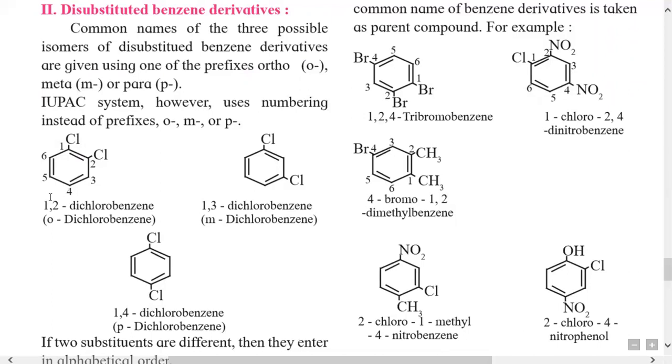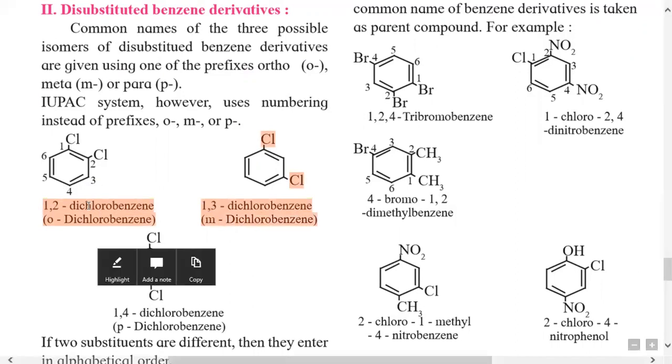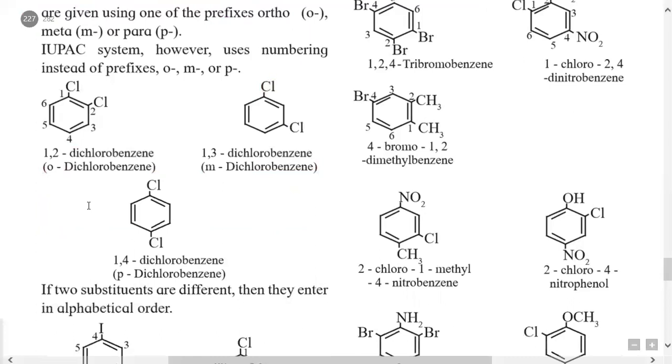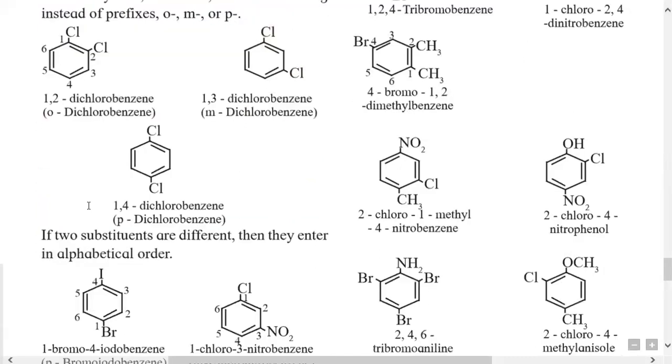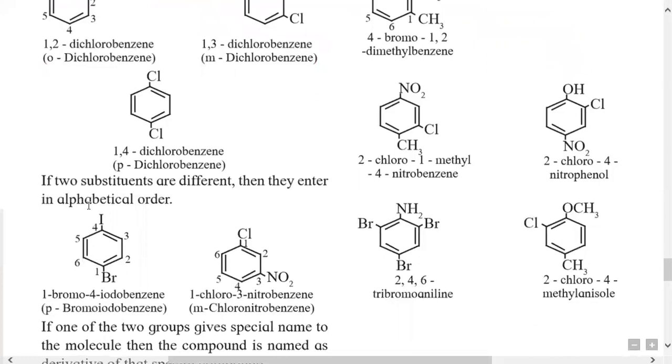So it is 1,2-dichlorobenzene. Then the next example is 1,3-dichlorobenzene. Remember again well that the 1 and 2 positions are called the ortho position, 1 and 3 is called the meta position, and 1 and 4 is called the para position. So 1,2-dichlorobenzene can also be called ortho-dichlorobenzene, and 1,3-dichlorobenzene can be named meta-dichlorobenzene. If it is the 1,4 position, then it is called para. So the name can be given either as 1,4-dichlorobenzene or para-dichlorobenzene.